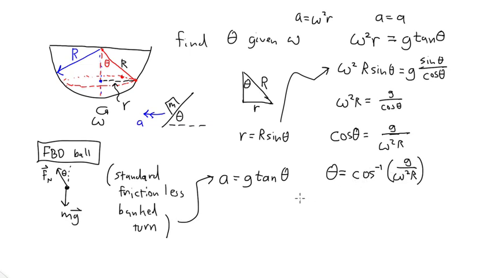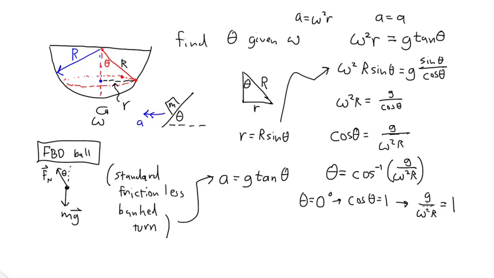So, to get theta equal to 0 degrees, we need cosine of theta to be equal to 1, right? Which means this in here has to be 1. To have the ball hanging around at the bottom of the bowl, doing very tiny little circles, this is what we have to have. We have this in here equal to 1, so that theta equals 0. So g over omega squared r equals 1.